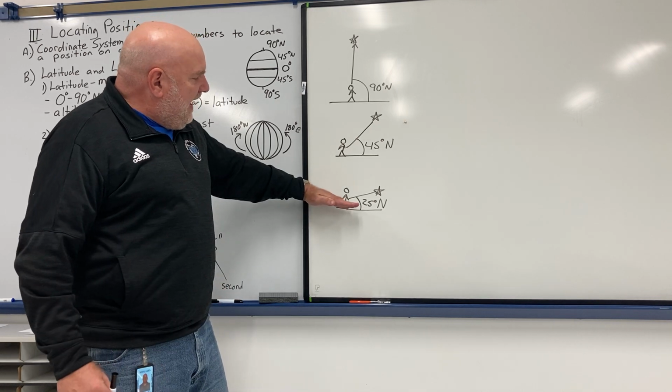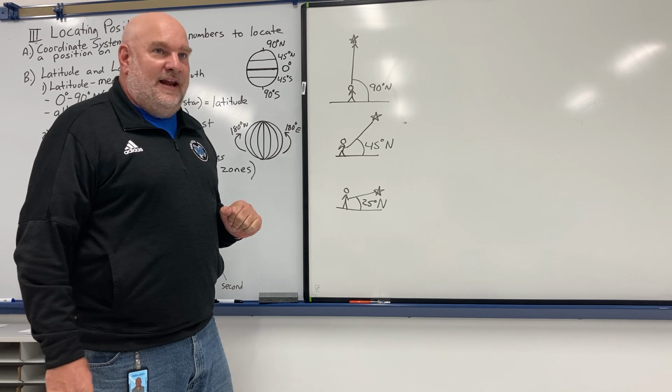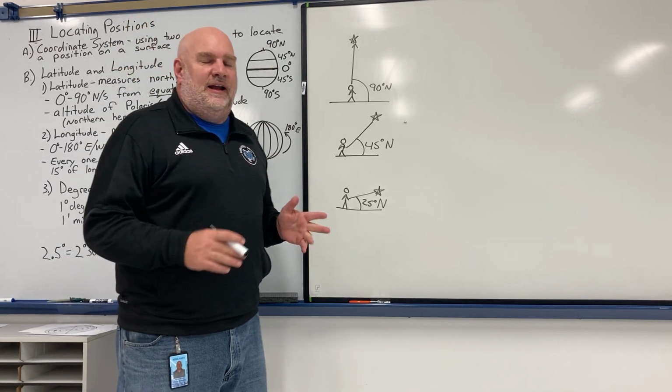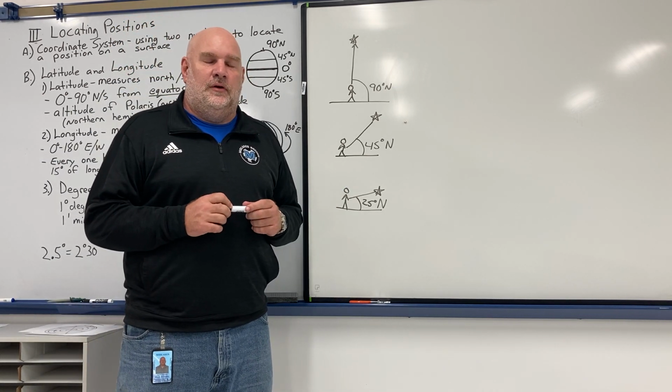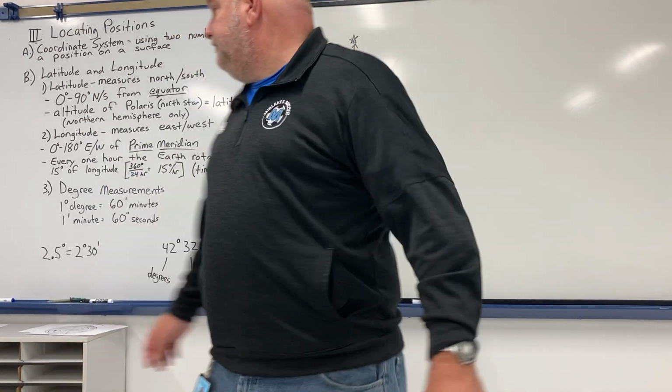So whatever the angle of Polaris in the sky is, that is your latitude. So it's very simple to find. People have been able to find latitude for a very long time. All right, so that's latitude.